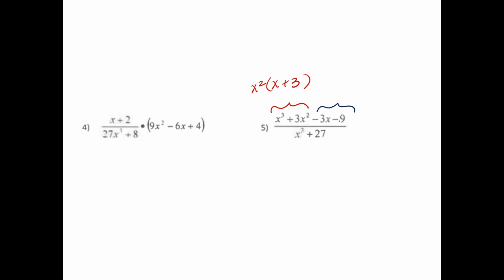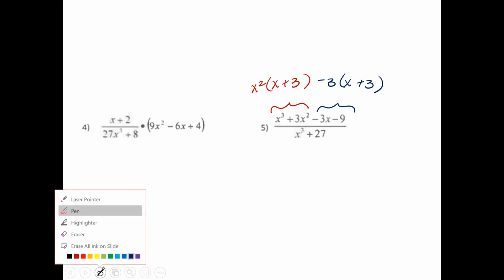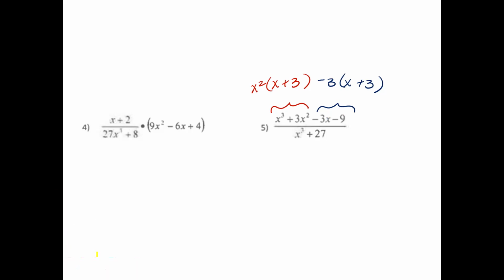Then with your second group, I notice that there's a negative 3 and a negative 9. I could take out a negative 3 from there, but then what goes back inside? Well, negative 3 times x is a negative 3x. Negative 3 times positive 3 gives me a negative 9. What do they have in common? Do you see how they have x plus 3 right there in common?